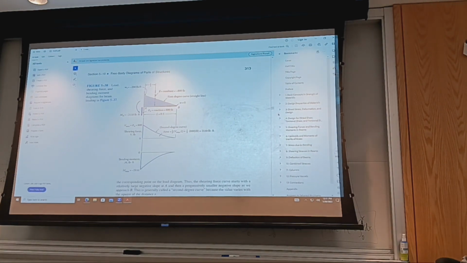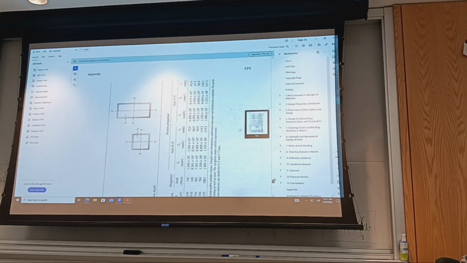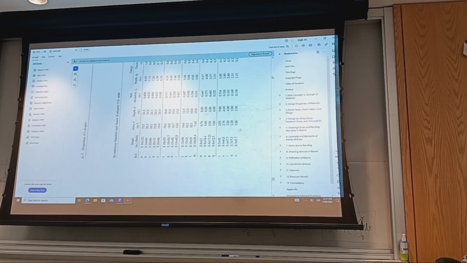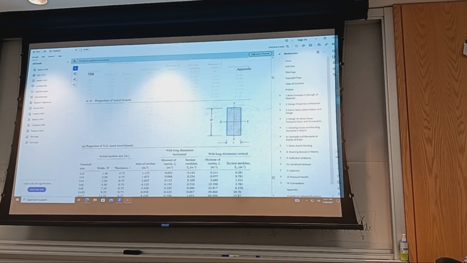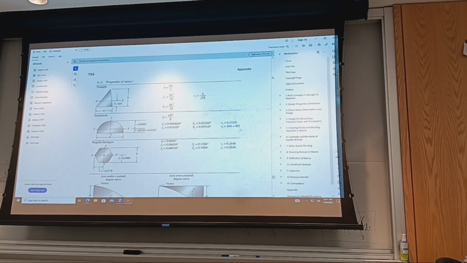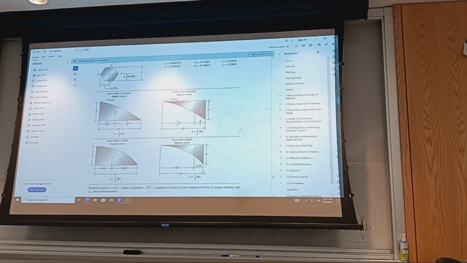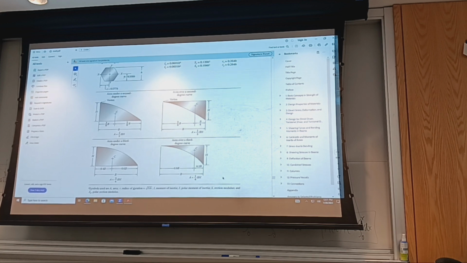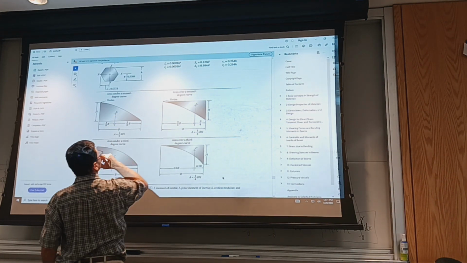What page was this? 313. So if you go to the back of the book, appendix 1 shows graphs of shapes, including pieces of parabola. All right. So this is where you would go for things like area under the curve, the centroid.